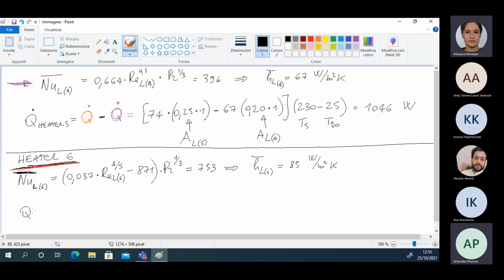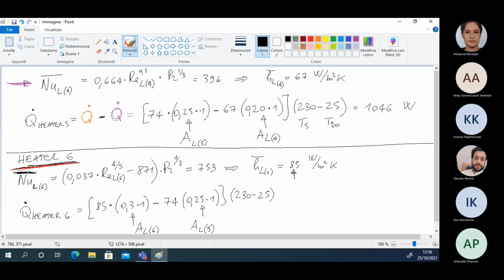Q of heater 6 is now calculated as 85, that is this value, multiplied by 0.3 by 1, and this is the area associated to the length up to heater 6, minus 74, that is the transfer rate evaluated up to heater 5, multiplied by 0.25 by 1, this is the area up to heater 5, multiplied by the delta T. And I obtain 1435 watt. That is the maximum value that I have obtained.